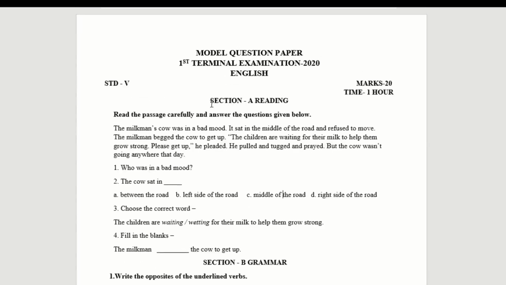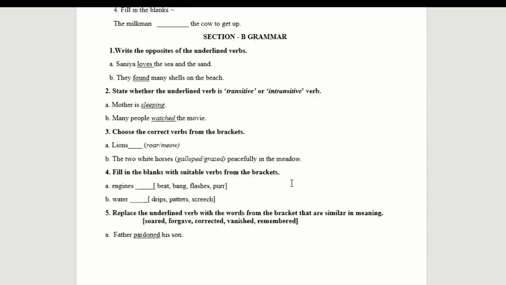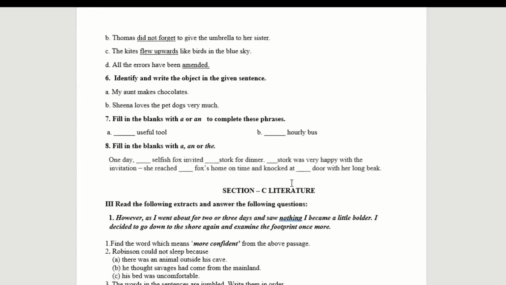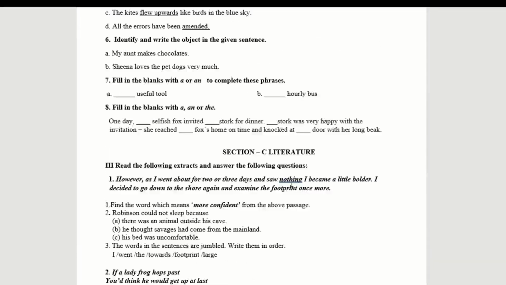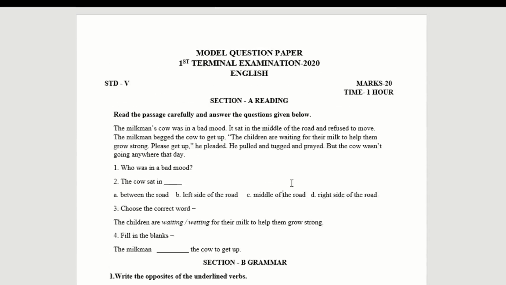The entire paper is divided into 3 sections. Section A is reading, Section B is grammar, and Section C is literature. Now let's see what is there in Section A, reading.